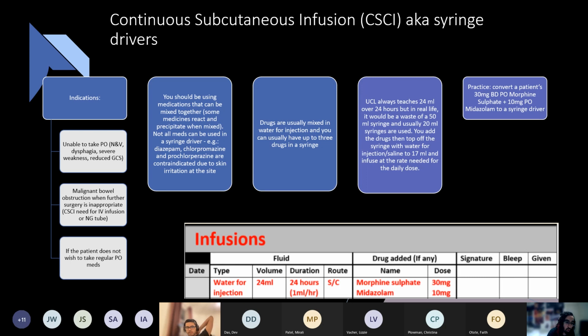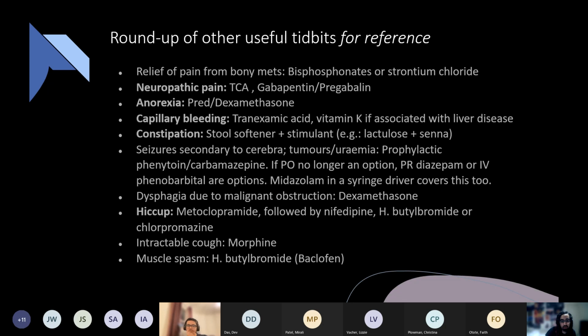Here's how UCL want it done. Water for injection, 24 mils, and then, like we said, 1 mil an hour over 24 hours, and that's how you put the drugs. Now remember, we've halved the morphine because she's taking 30 BD orally, and the Midazolam dose doesn't really change. It's the same amount of Midazolam. Obviously, you'd sign and write the bleep and stuff if you're in an exam, but we're lazy.